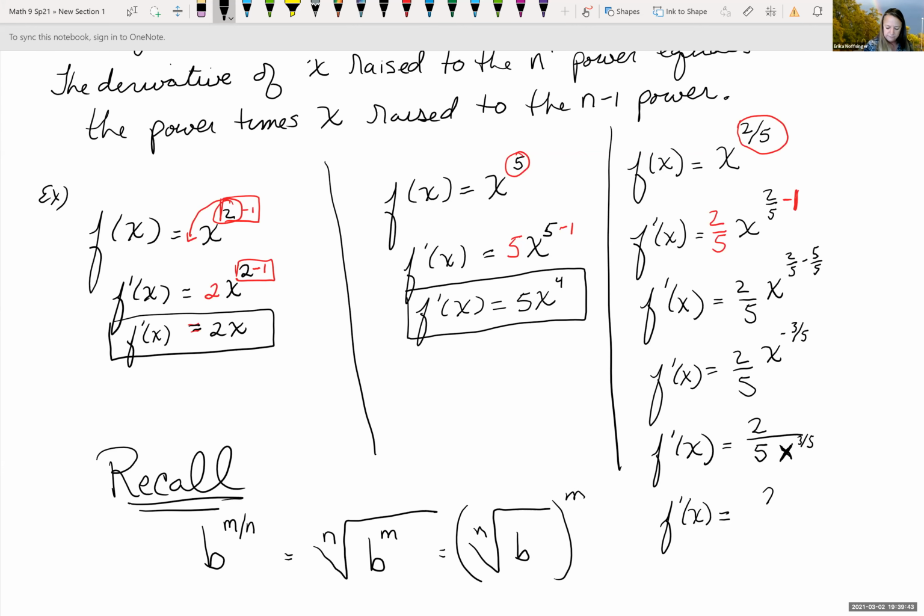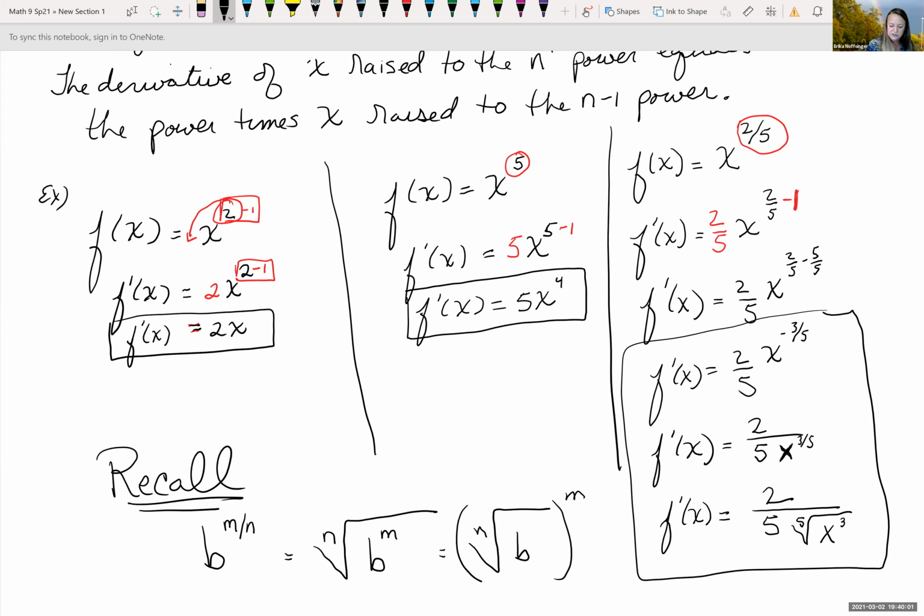So just to review, this is x to the 3/5. We're writing it as a radical, the index is 5. This is the 5th root of x cubed. Okay, so those are all equivalent, all mean the exact same thing, just written a little differently.